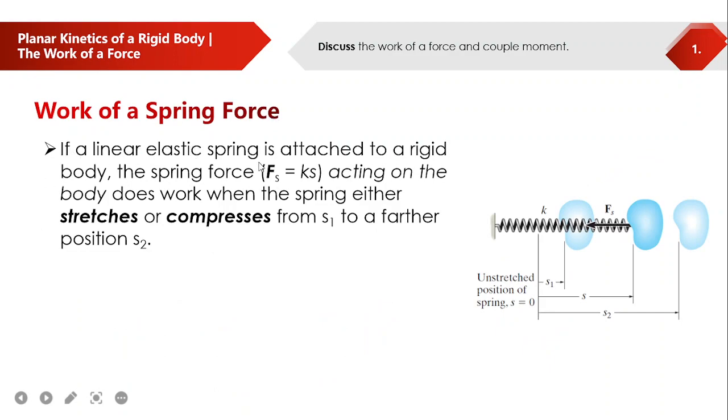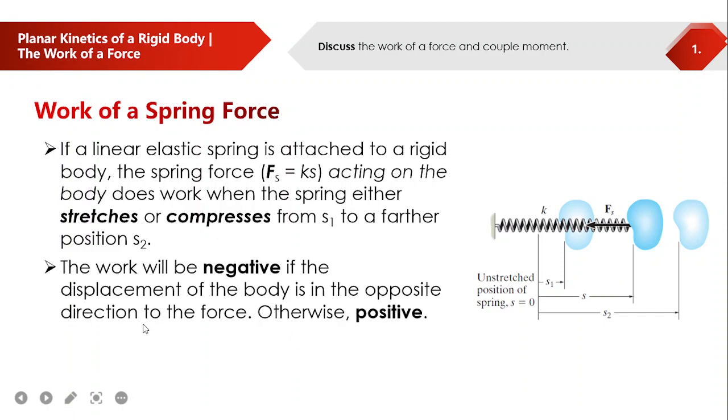Next is the work of a spring force. So, if a linear elastic spring is attached to a rigid body, then the spring force F sub S is equal to K times S, where K is the coefficient of stiffness. It acts on the body and does work when the spring either stretches or compresses. So, if hindi siya nag-stretch o compress, then walang work. Malamang, kasi wala siyang force na ina-apply kung hindi mo i-stretch or compress yung spring mo. From S sub 1 to further position S sub 2.